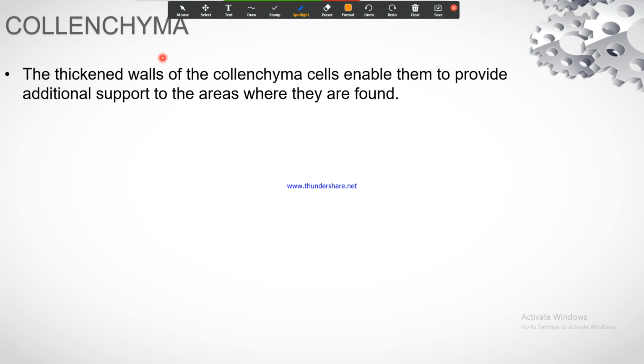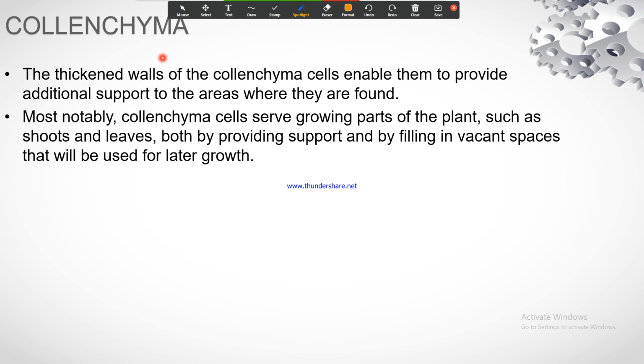Collenchyma is located in the stem parts and leaf stalks of the plant. Most notably, collenchyma cells serve growing parts of the plant such as shoots and leaves, both by providing support and by filling the vacant spaces that will be used for lateral growth. So this is where collenchyma is located, especially in the shoots and leaves, providing mechanical support and flexibility to the plant body.